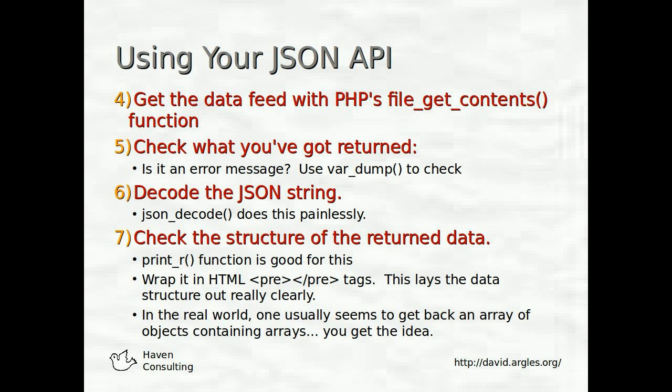When we've got that, we now need to decode the JSON text string into a data format. So in PHP, json_decode will do that for us painlessly. It's a one-liner again. Once we've got that data structure, this is probably a really important time to check the structure of the data that's been returned. You could use print_r for that. I quite like print_r, PHP's function for that. And if you do that, it will return a formatted plain text string.